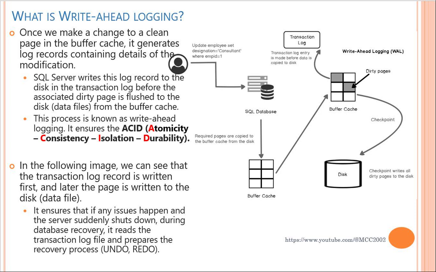when we make a change on a page in the buffer cache, it generates a log record containing detail of the modification. So whatever change we made now, that is logged. Okay. And SQL Server writes this log record in the disk as a transaction log before the associated dirty pages are flushed to the disk or data file from the buffer cache. So this process is known as write ahead log.